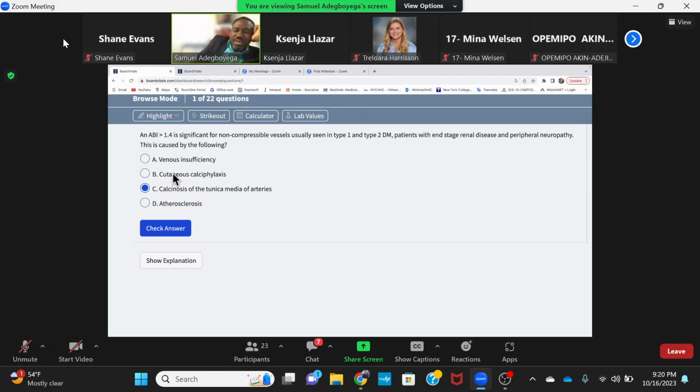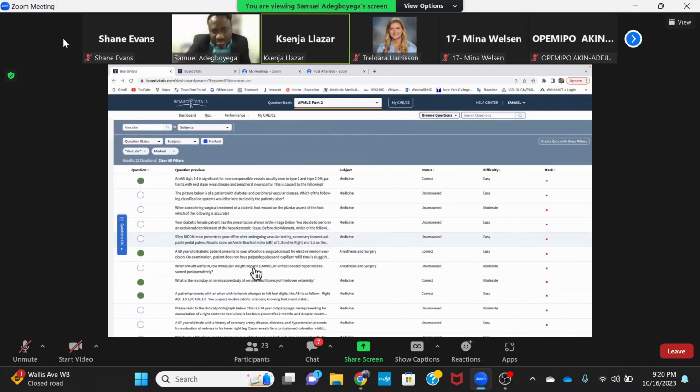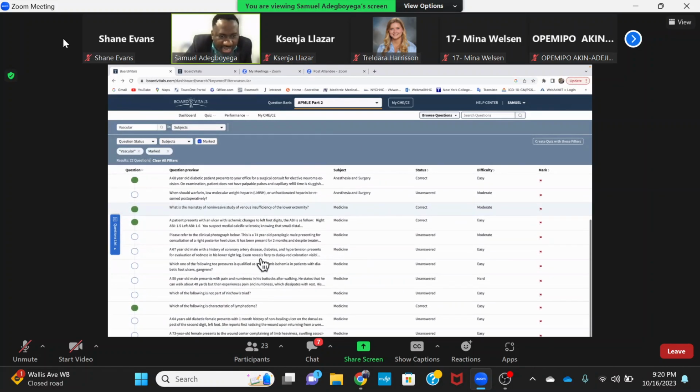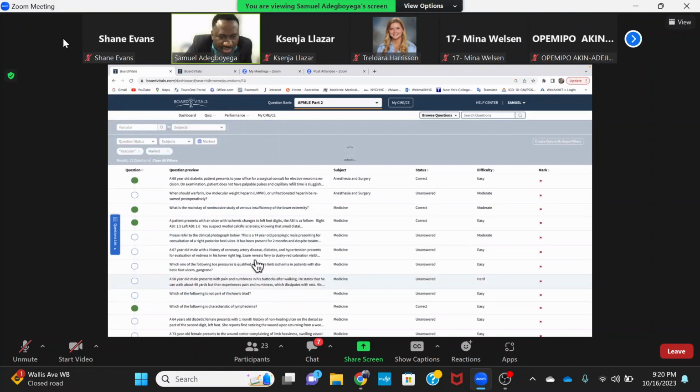So be careful on this exam. When you see end-stage disease, you're going to see cutaneous calciphylaxis. That's for the soft tissue. But when you're talking about ABI 1.4, he's talking about the artery, which is calcinosis of the tunica media. Does that make sense? Got it. Let me do some DVT questions.